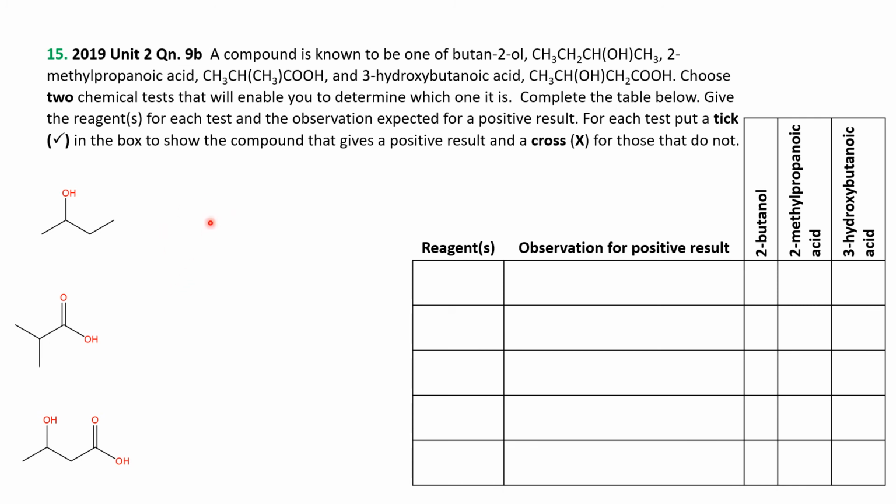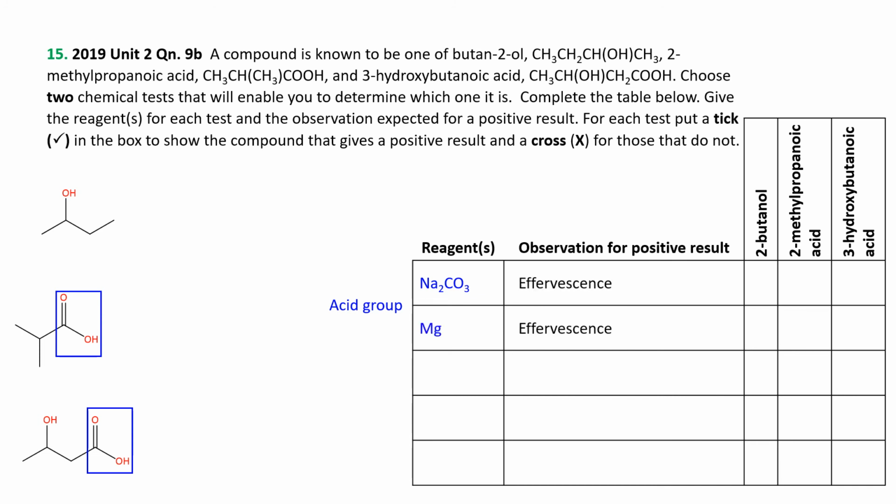So the first thing I would do is say, hey, we've got acid groups in two of those, which we could have told from just the names, acid, acid. Test for acid groups, you can use sodium carbonate, in which case you'll get effervescence, or you can use magnesium in there, in which case you'll get effervescence for the two acid groups and nothing for the pure alcohol.